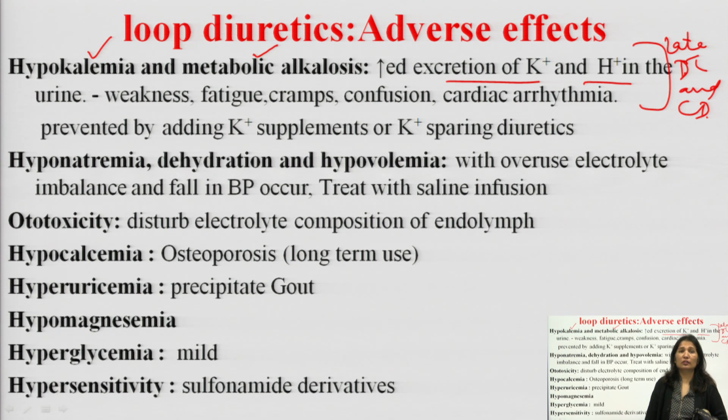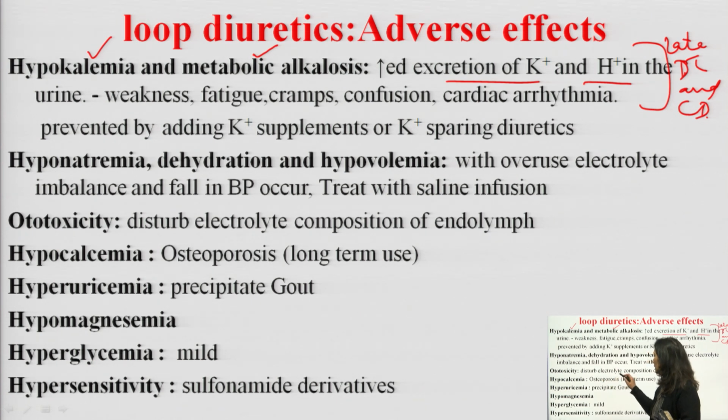Hyponatremia, because of the excess loss of blood volume, excess loss of water and sodium, it may lead to hyponatremia, dehydration, hypovolemia and fall in BP. So, if it is over dehydration, then we should treat with saline, or we can stop temporarily to treat dilutional hyponatremia.